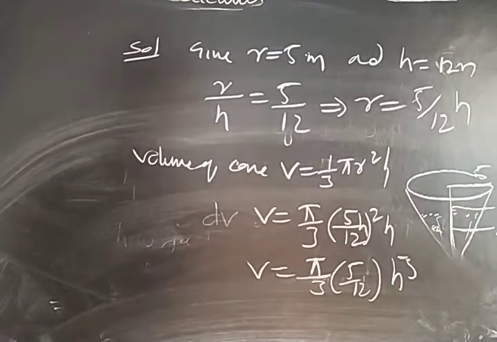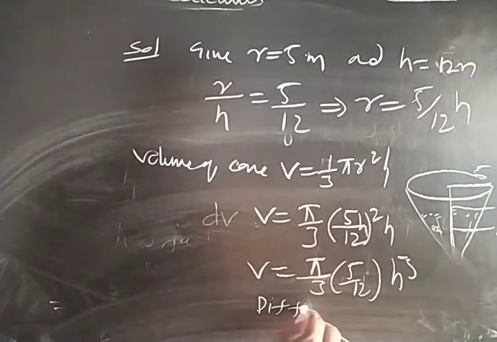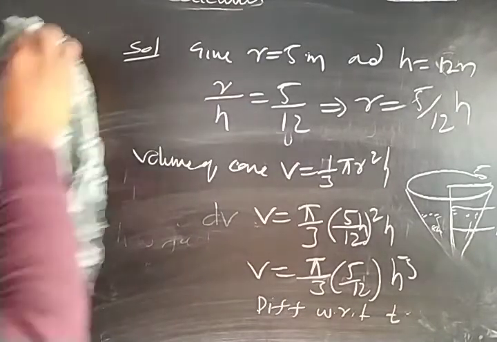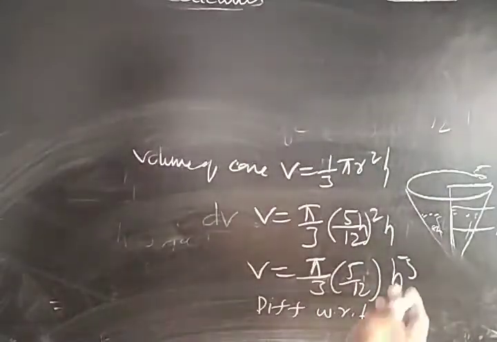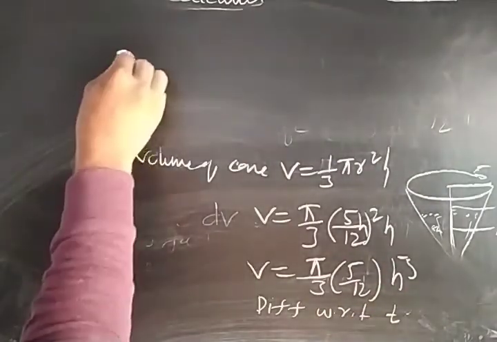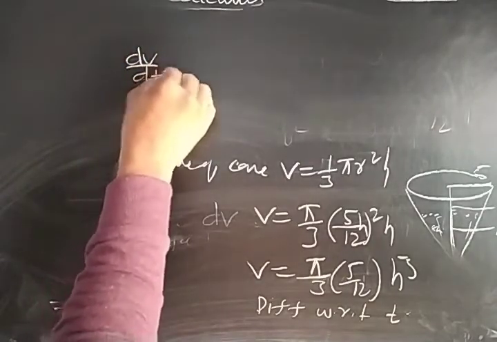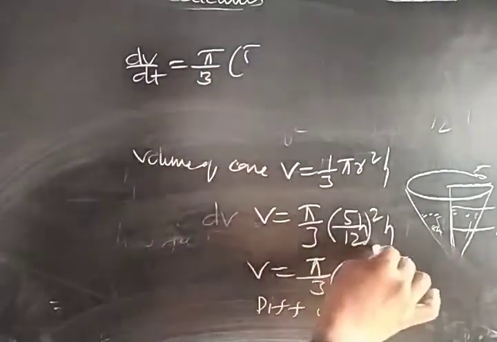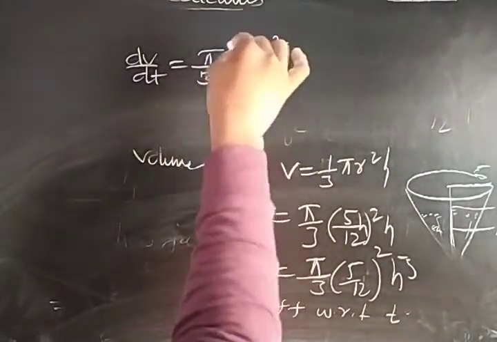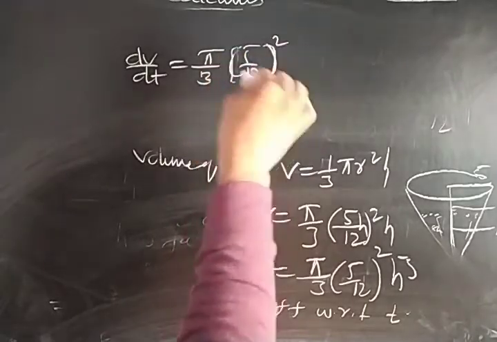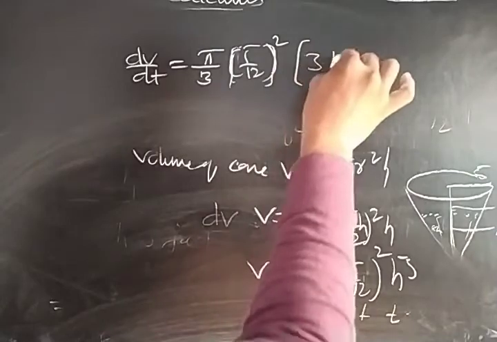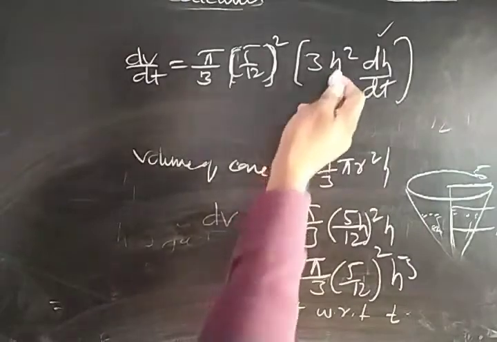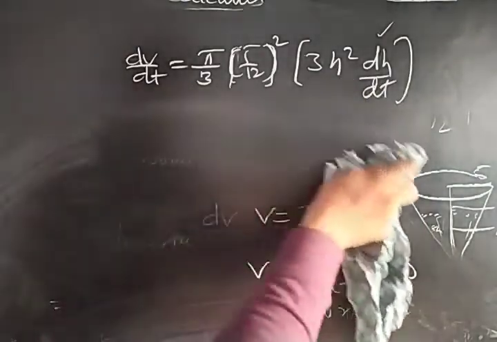Okay, now I will differentiate with respect to t. So water height is h. We are finding the rate of change in water height, dh by dt. So differentiating with respect to t, you will get dV by dt equal to pi by 3, 5 by 12 whole square, and differentiating h cube with respect to t, you will get 3h square dh by dt. We are finding this dh by dt. h is water height now, not cone height, water height.